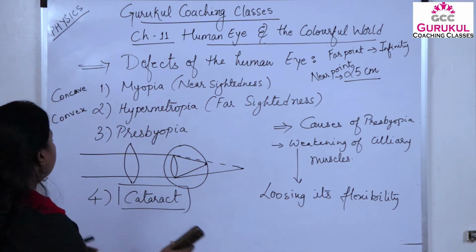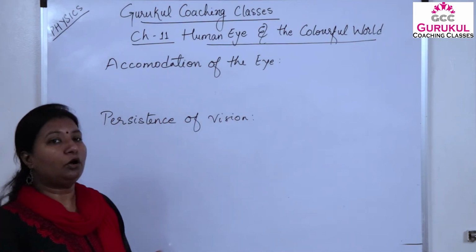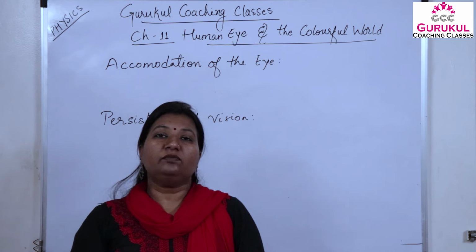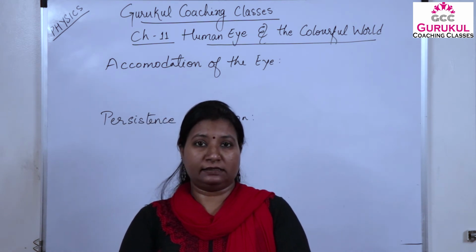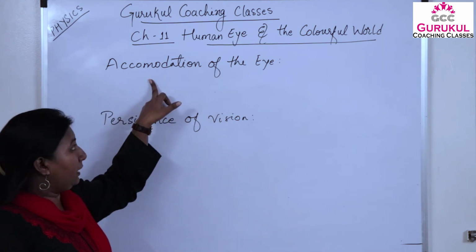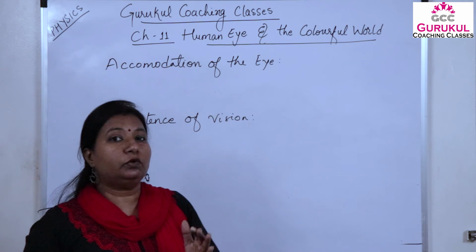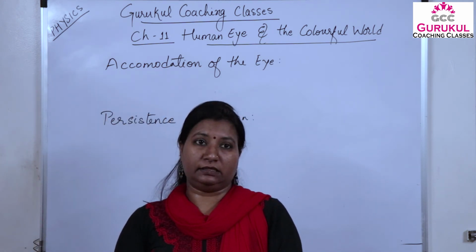Next is the accommodation of the eye, meaning the adjustment of the focal length, right? Our ciliary muscles adjust the focal length of our eye lens. That is known as accommodation of the eye. Suppose you want to see nearby objects, then the focal length will be decreased, right?